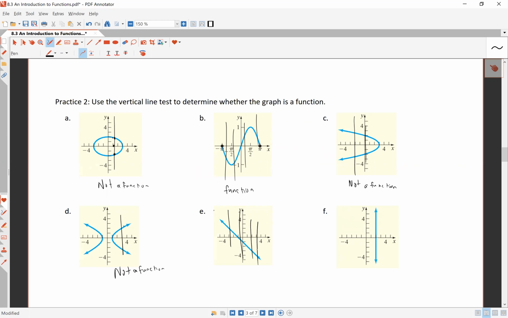Lines are functions. Most lines are functions, I should say. A line with negative slope, a line with positive slope. But a vertical line is not a function. That one vertical line crosses in many more than 1 point. So this is not a function.